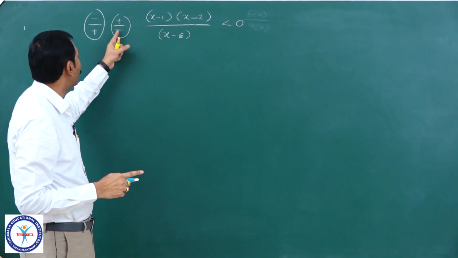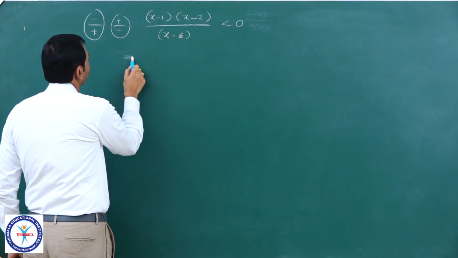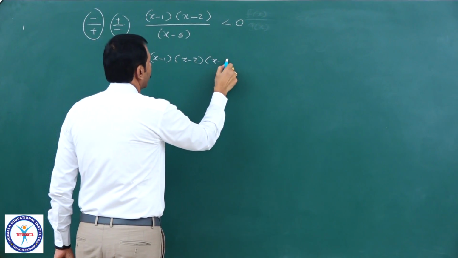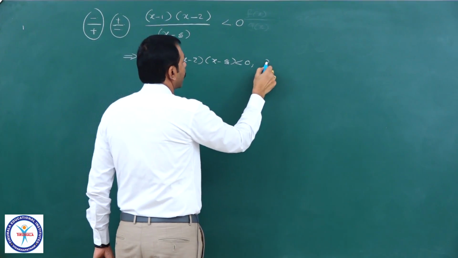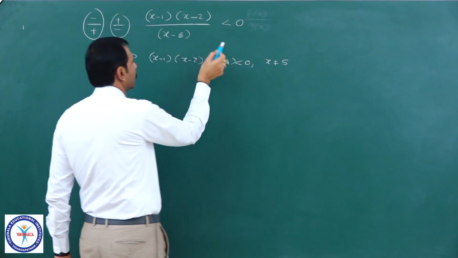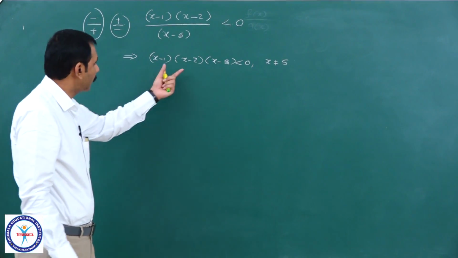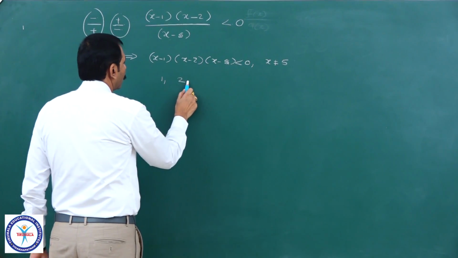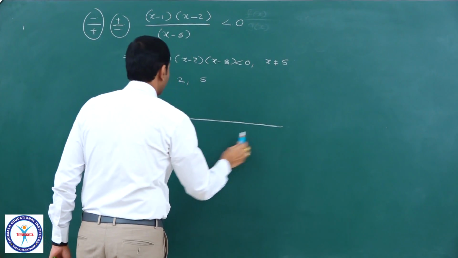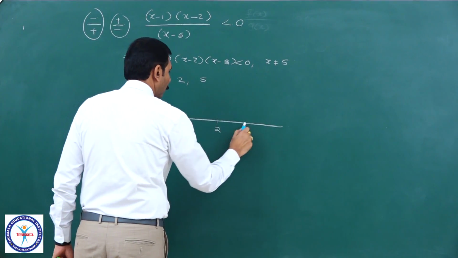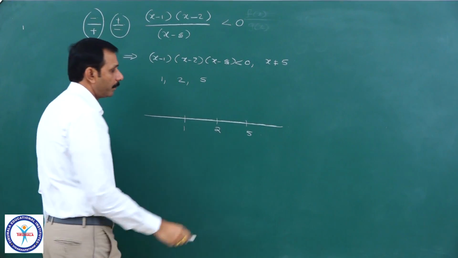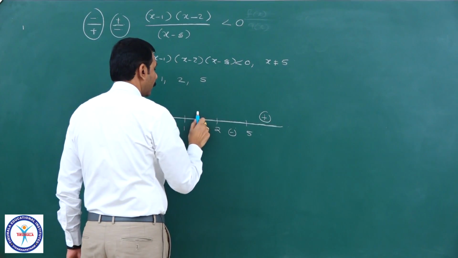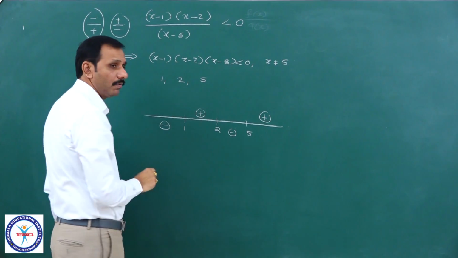Numerator and denominator having opposite signs means if I multiply them, that is x minus 1 into x minus 2 into x minus 5 must be less than 0, where x not equal to 5 because it is in the denominator. And this type of problem we have already handled. What are the zeros here? 1, 2 and 5. Take a real line, mark these here: 1, 2 and 5. Extreme right positive, next negative, because all the powers are odd, 1, 1, 1 only. Here it is positive and here it is negative. Draw the wavy curve.